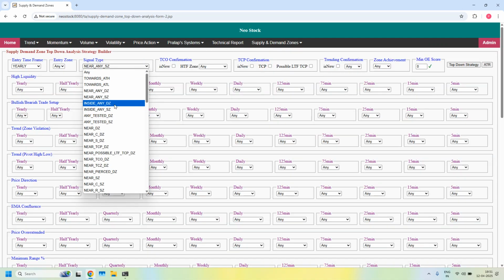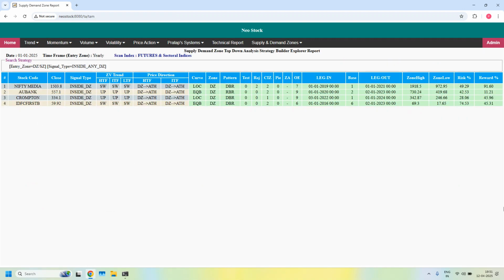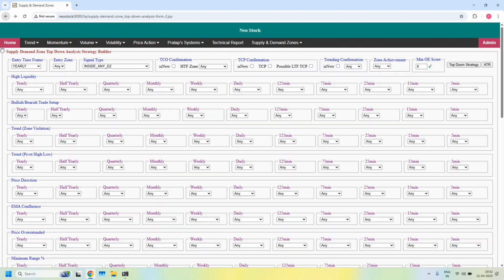Okay, now let us find the stocks. Price closed inside the yearly demand zone. We got 4 stocks. I'm giving you only a few seconds to watch the report, so you have to pause the video. Those who are not aware of the structure of this report can refer to lesson 21.1, where I have explained each and every column, their values, and abbreviations in detail. Okay, next.